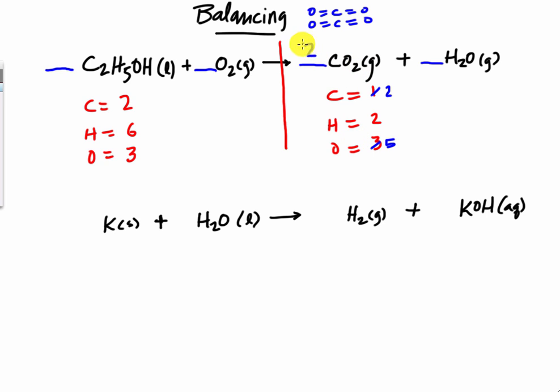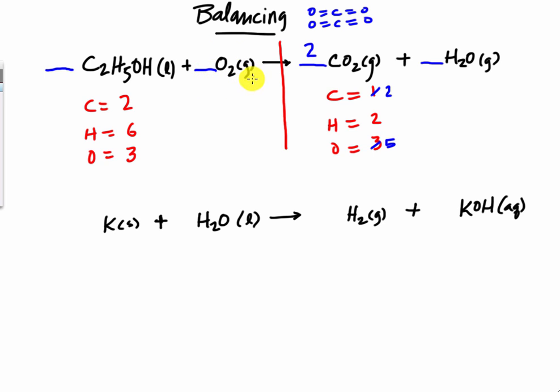Make sure when you put a number here that you change all the elements that are going to be affected by that coefficient. Alright, so now my carbon is balanced, so now I can balance the hydrogens or I can balance the oxygens. Now, the little tip here, second tip.